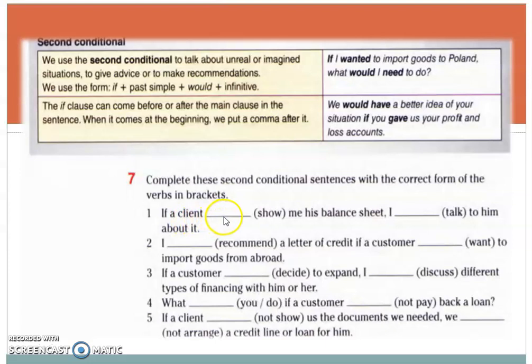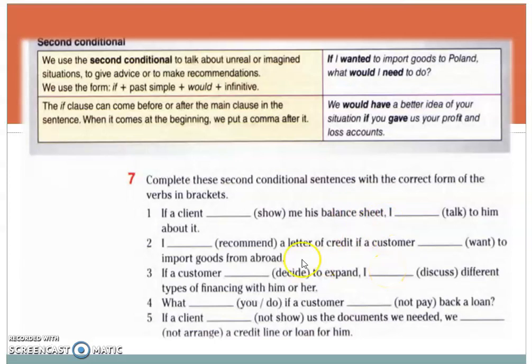If a client showed me his balance sheet, comma, I would talk to him about it. So here is the past simple, and here would plus the verb or infinitive talk. Don't change this one anymore. So you have 2 points already for this second task.